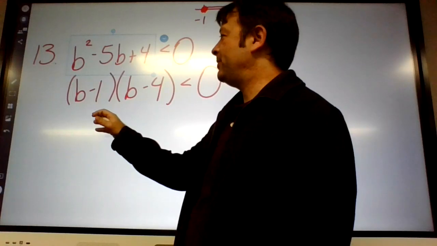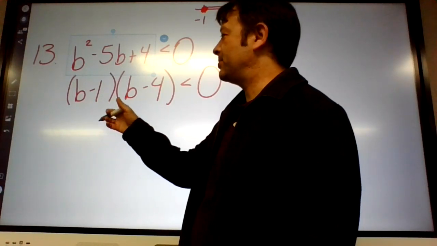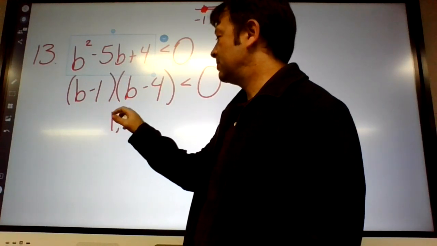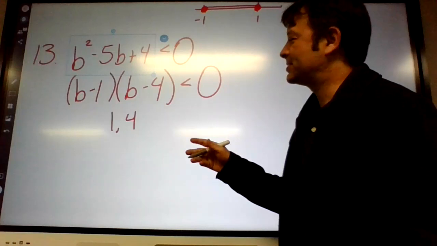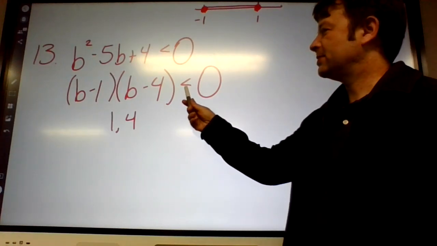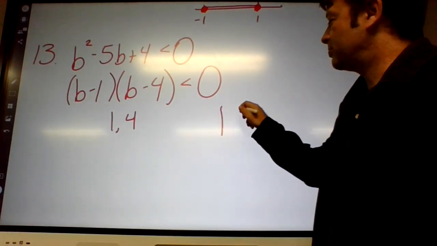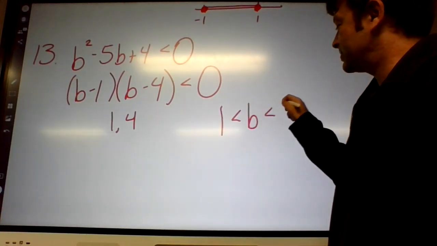So, what b values are the zeros? Positive 1 and positive 4. Okay, if it's a less than, it's in between. So 1 is less than b is less than 4.